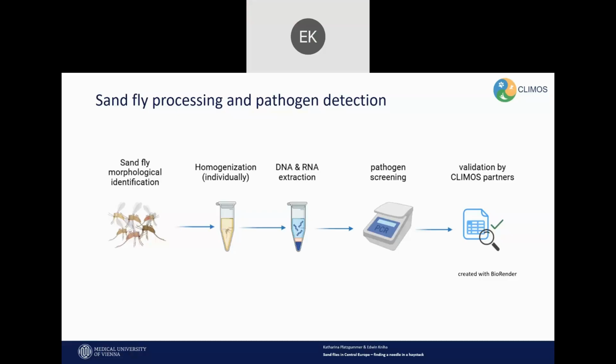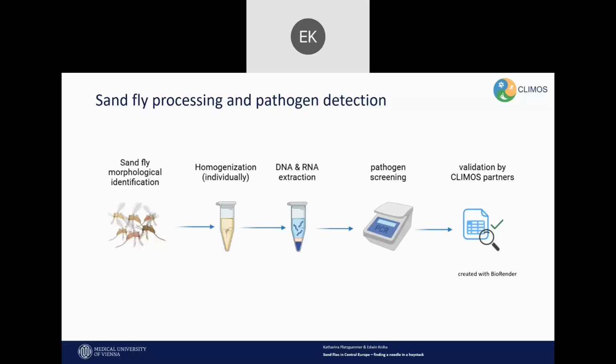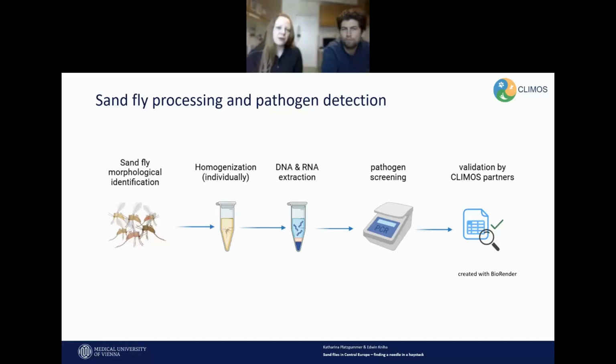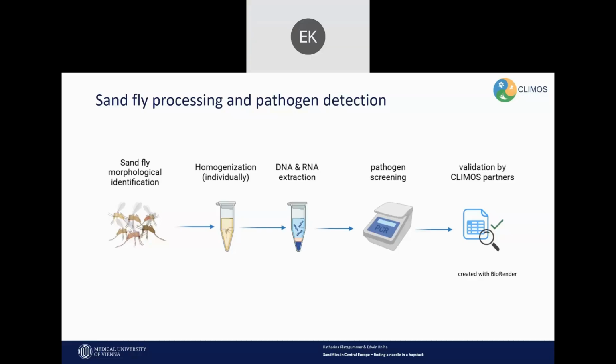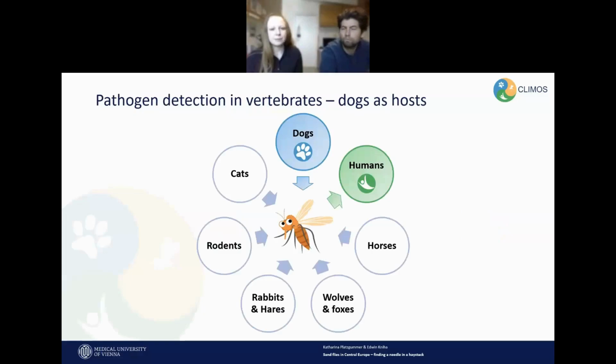So with the remaining body parts, we homogenize it, and then from this homogenate, we do DNA and RNA extraction, and then we use PCR-based methodologies to do the pathogen screening, so to screen for fleboviruses and leishmania in the sandflies. And if we find something positive, we send our material to our partners from the CLIMOS project to validate what we did, to have really the confirmation from 2 independent laboratories.